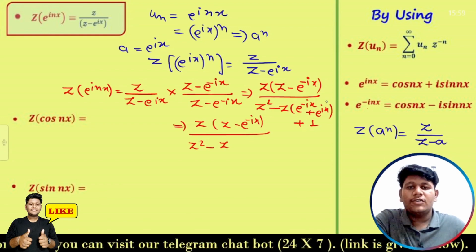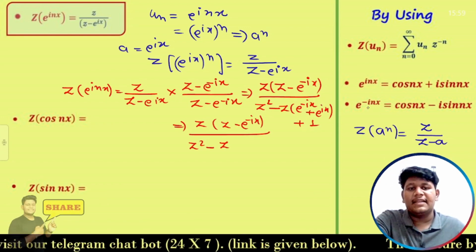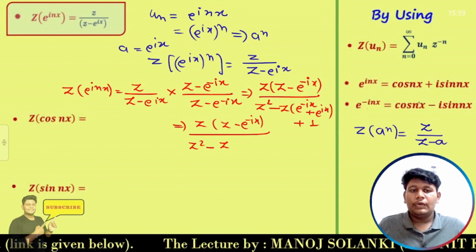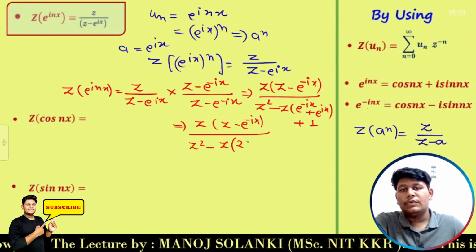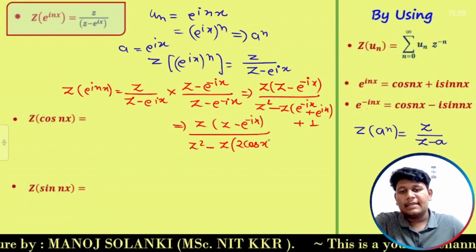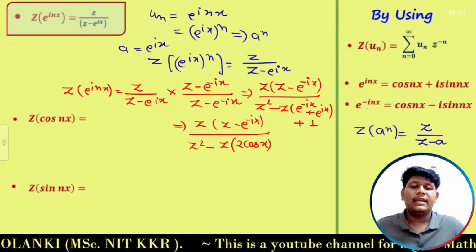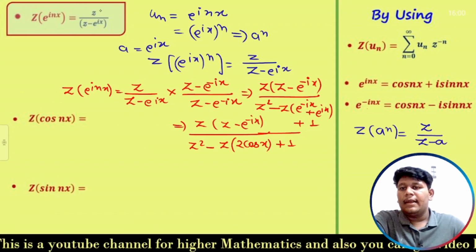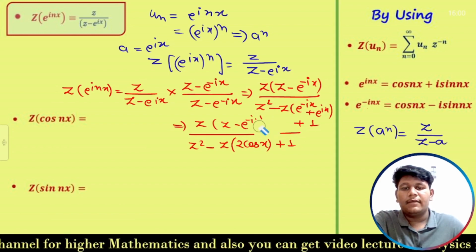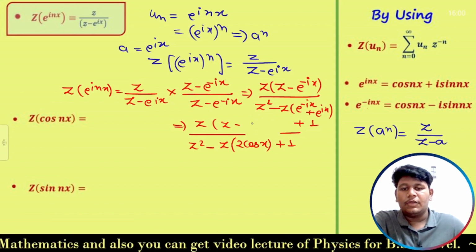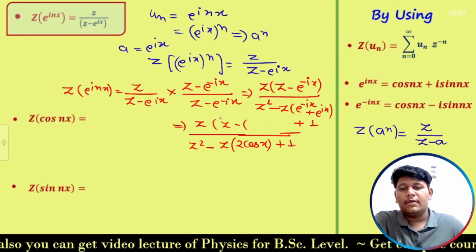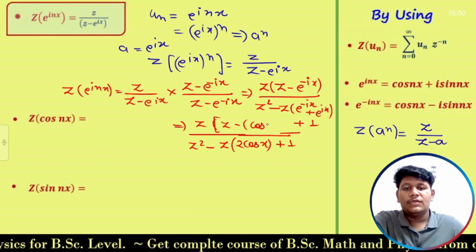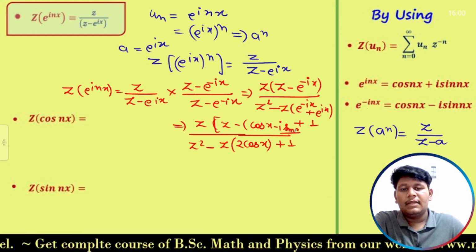It is nothing but 2 cos of x, basically. If I add both of these, the imaginary parts get cancelled, and that is nothing but 2 cos of nx. So it is basically 2 cos of x. Now we can put in Euler's theorem: e to the power minus iota x is cos of x minus iota sin x.